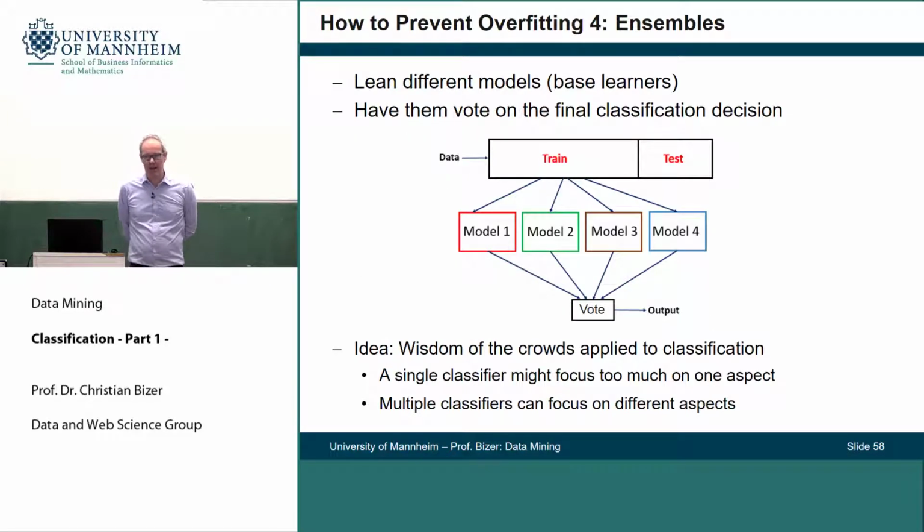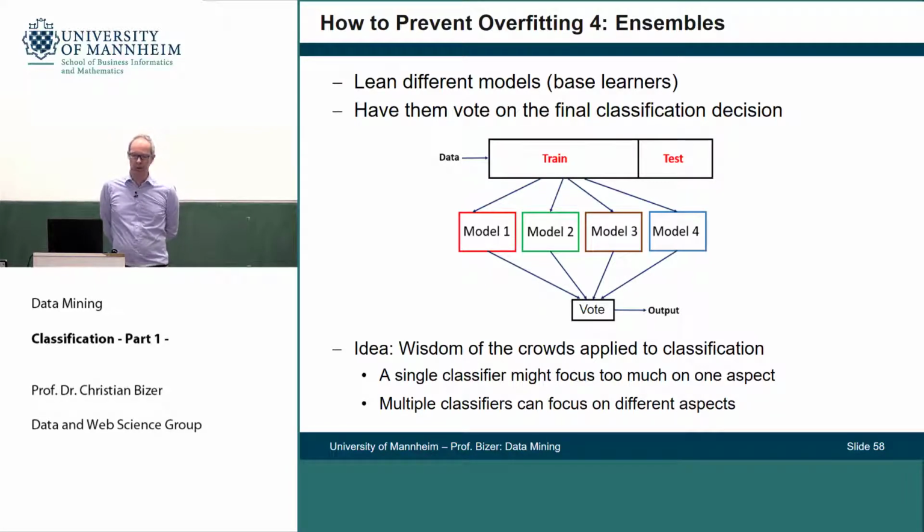You see, people in machine learning are creative. There are also other ideas. One idea is using ensembles of multiple classifiers. That's kind of wisdom of the crowds applied to classification. So one classifier could overfit too much on some specific patterns in the training data. So why not learn 10 decision trees, or why not learn 100 decision trees and have them vote on the final decision? That's the idea of using ensembles of base learners.